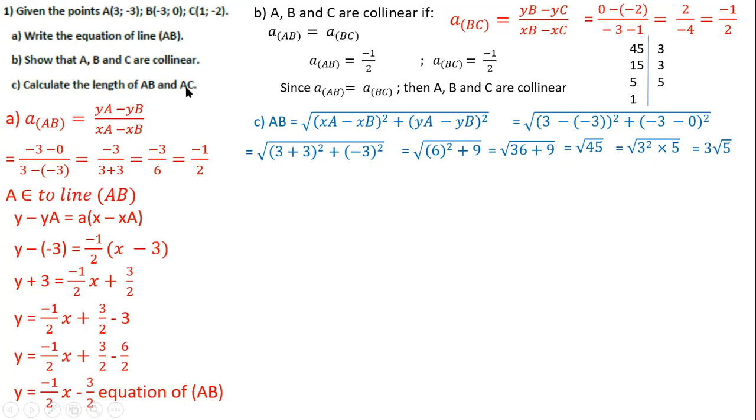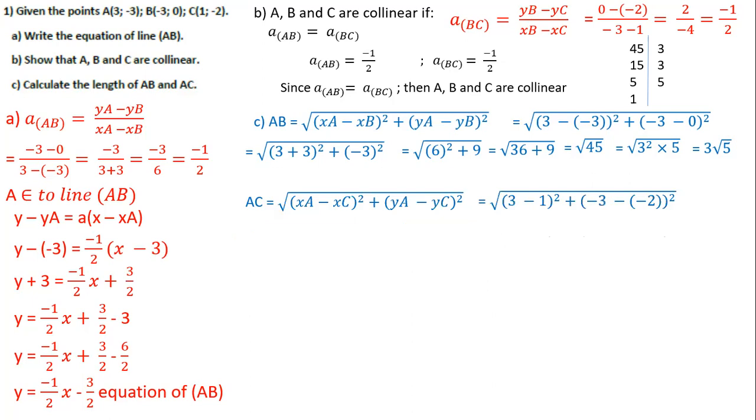Now also we should calculate AC, Abbas. AC is equal to what? Hurry up, Abbas. Can I answer? Yes, Abbas. AC is equal to big radical XA minus XB, all of it squared, plus YA minus YB, all of it squared. Wait, we are calculating AC. I wrote it wrong.